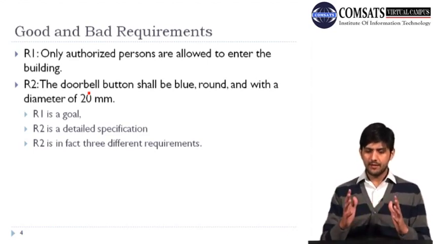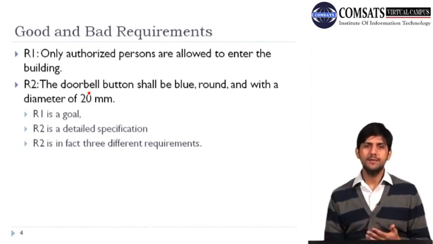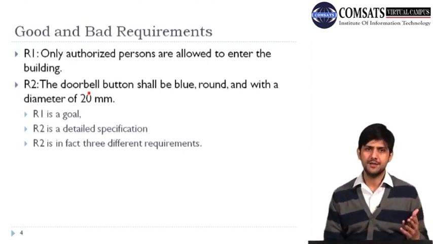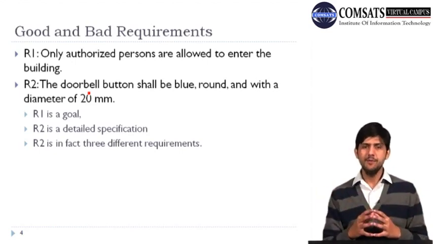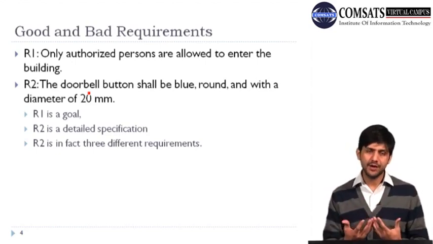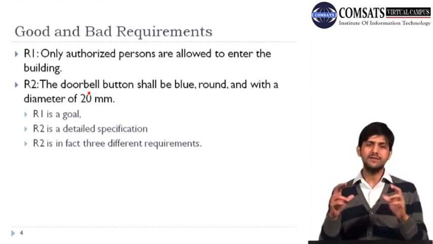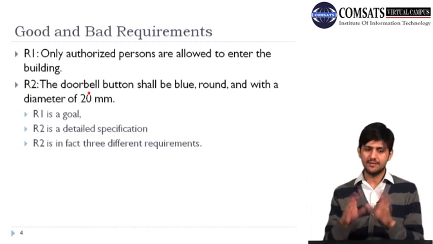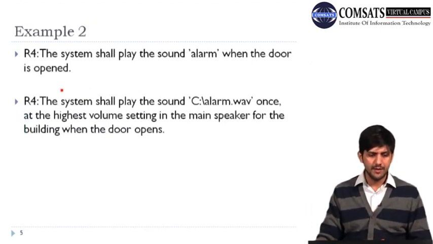When we specify requirement number 1, it is at a very high level of abstraction, because this can be something that a user expresses, that the people who are entering the building should be authorized. Whereas requirement number 2 is a detailed specification. We are actually mentioning the small, teeny details of the product as well. We are saying the doorbell should be of this color and this size, so there are actually multiple requirements in that particular requirement.